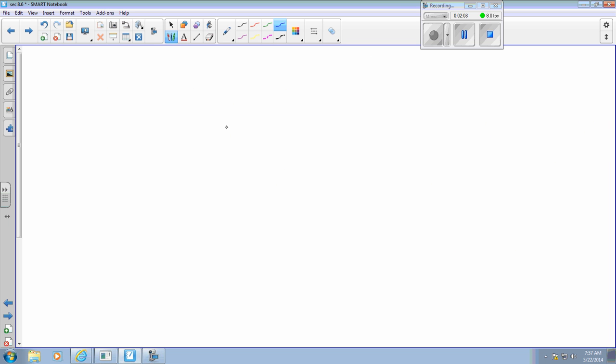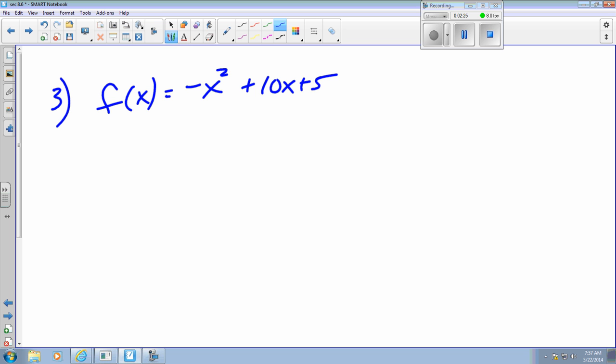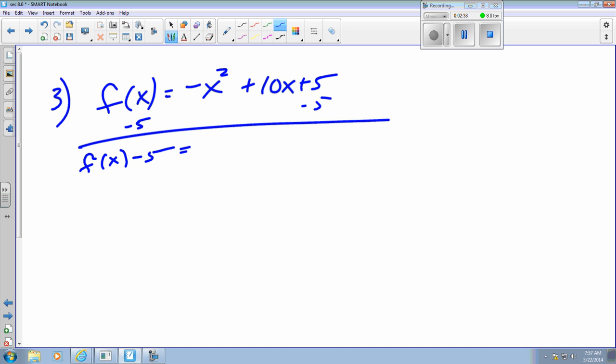Next one. Let's do number 3. If I have f of x is equal to negative x squared plus 10x plus 5, I'm going to do this one the other way where I move my c to the other side, just to show you both ways. And I have f of x minus 5 equals negative quantity, I'm factoring the negative out, so I'm going to have x squared minus 10x.